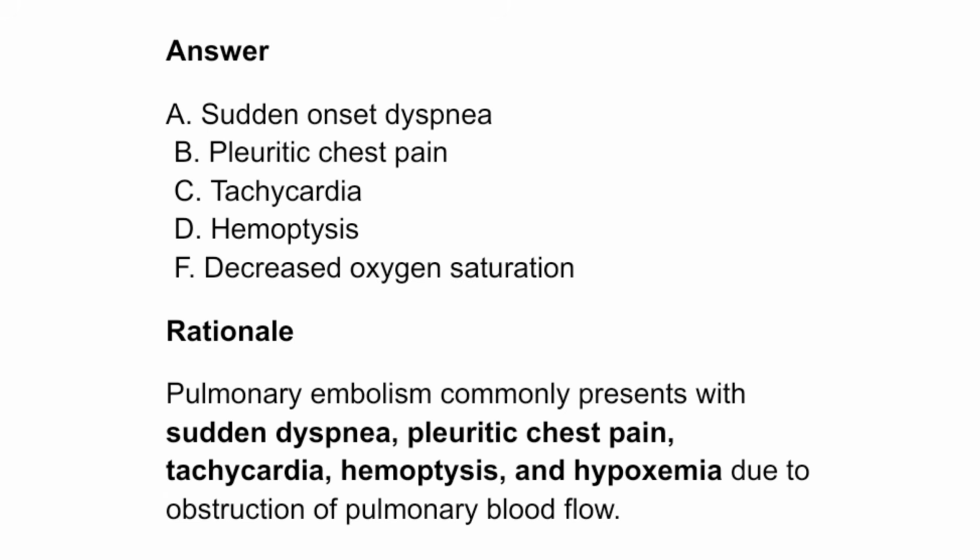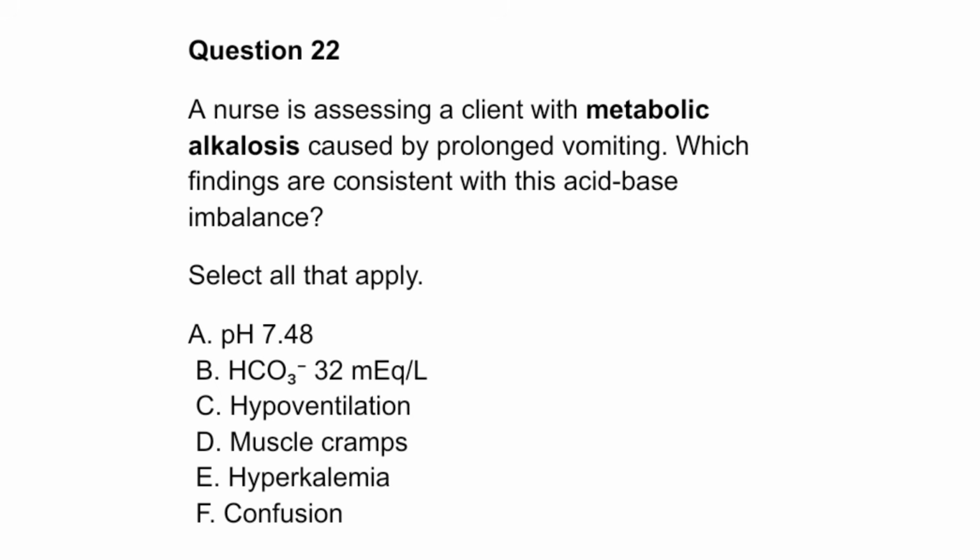Answer. A. Sudden onset dyspnea. B. Pleuritic chest pain. C. Tachycardia. D. Hemoptysis. F. Decreased oxygen saturation. Rationale. Pulmonary embolism commonly presents with sudden dyspnea, pleuritic chest pain, tachycardia, hemoptysis, and hypoxemia due to obstruction of pulmonary blood flow.